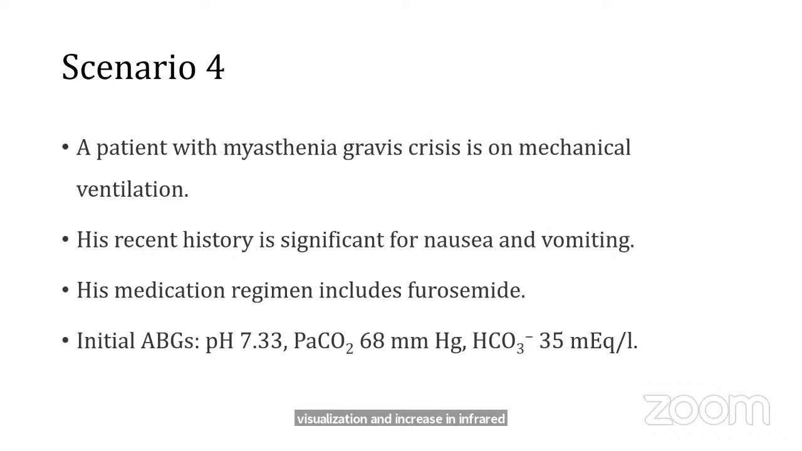Now, our next patient is a patient with myasthenia gravis who presented with myasthenia gravis crisis and is now on mechanical ventilation. Recently, he has been suffering from nausea and vomiting. His medications at home include furosemide, and the initial ABG on mechanical ventilation showed a pH of 7.33, a PCO2 of 68, and a bicarb of 35. Again, a few seconds for you to answer, and then let's walk into the explanation.